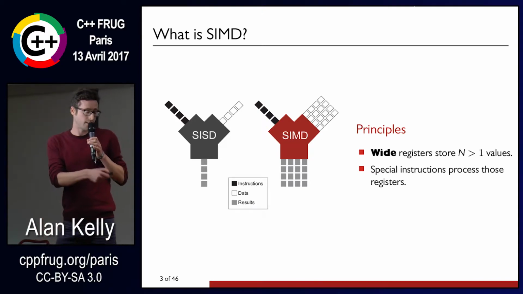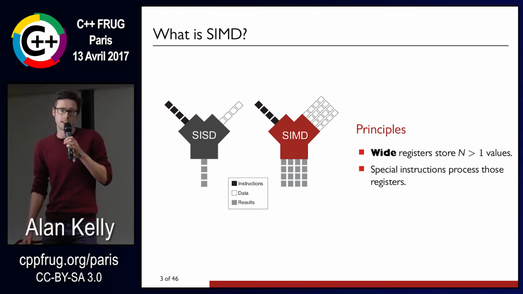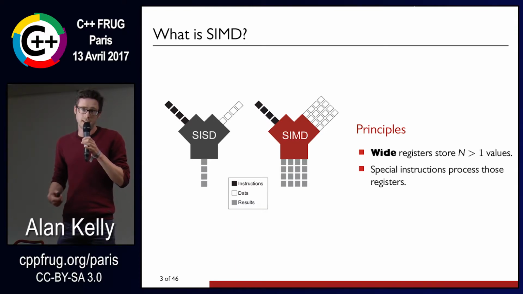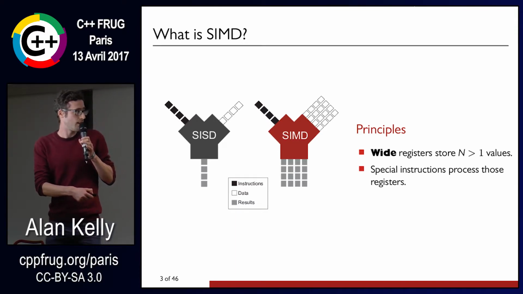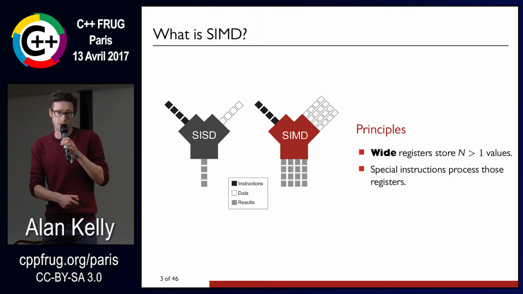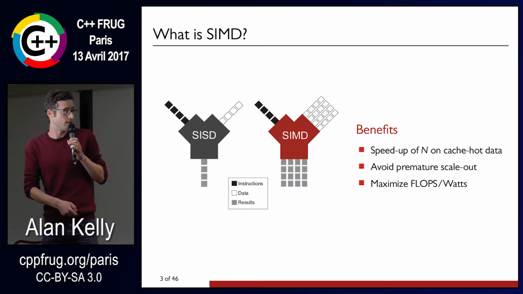So firstly, SISD, that stands for single instruction, single data. And this is the traditional method of programming. Each instruction acts on one chunk of data, and at the end of the instruction, it emits one result. With SIMD, single instruction, multiple data, each instruction acts on a chunk of data, in this case four chunks of data, and each instruction treats four chunks of data. So theoretically we can have a 4-times speed up in this case here. So you can get up to a speed up, as I said, of n on cache hot data.